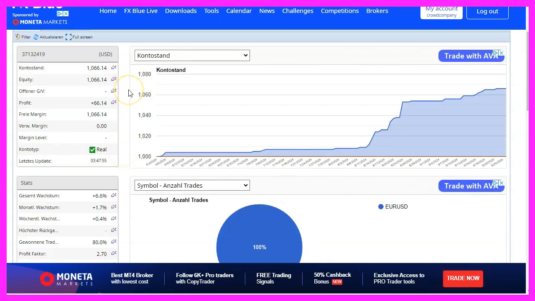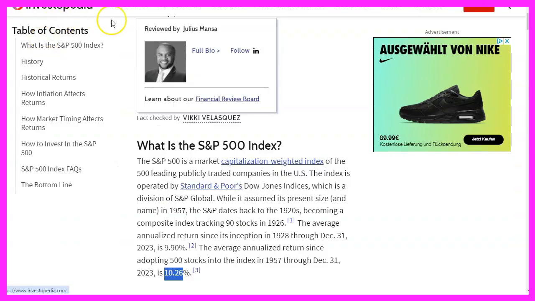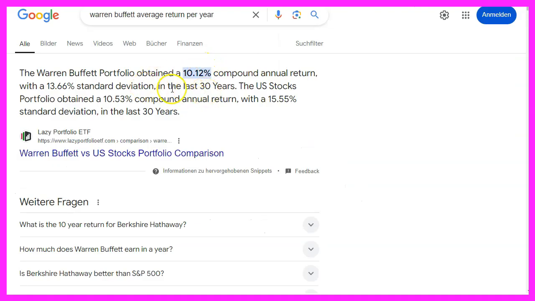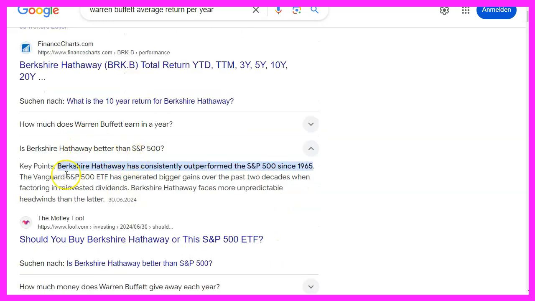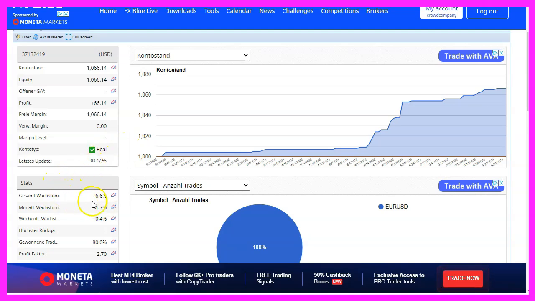And guess what the S&P average return is? According to Investopedia, the average return currently is about 10.26% since 1957. And now that we know that, what do you think is the average return for Warren Buffett, the greatest investor in the world, as some people call him? Well, according to Google, it's about 10%. And as we all know, Google knows everything. But if you look at his company, which is Berkshire Hathaway, this is about 3 times the return value. And if we go a little bit down, we see that Berkshire Hathaway has consistently outperformed the S&P 500 since 1965.